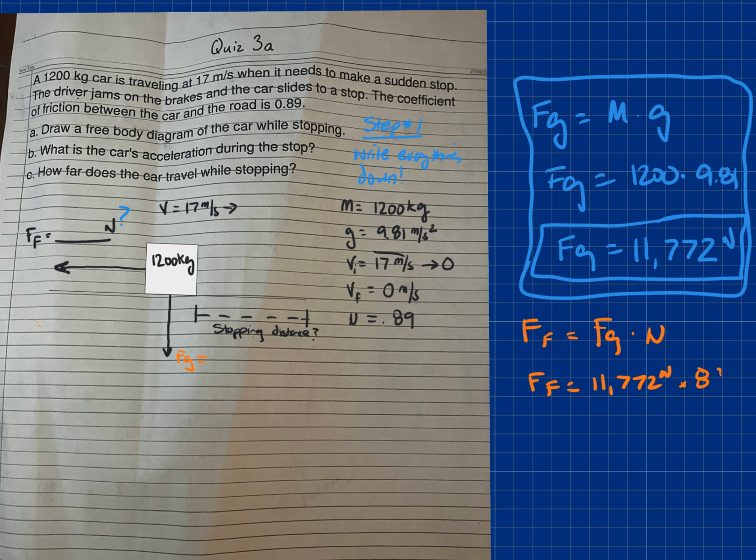So again, as a reminder, this is 89%. This here is 89% of this, because that's all you're doing. You're multiplying the force of gravity times the mu value, which is 0.89, which means that you're going to get 89% of the value. So the force of friction is equal to 10,477.1 newtons. And again, you're going to box that out so that we keep ourselves organized.